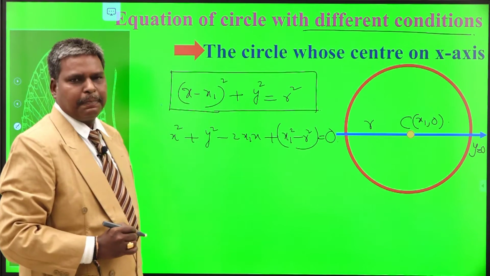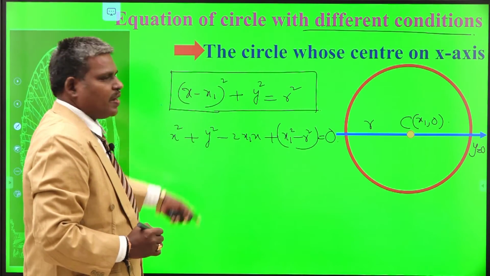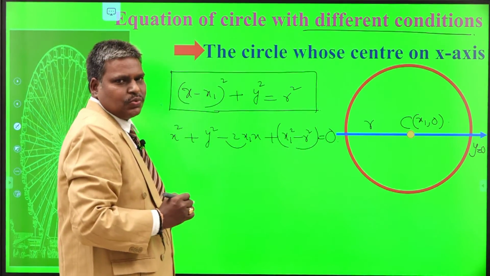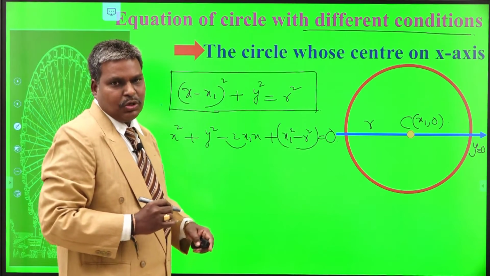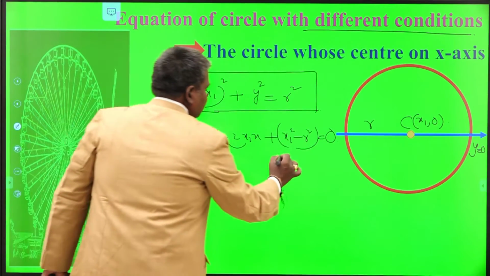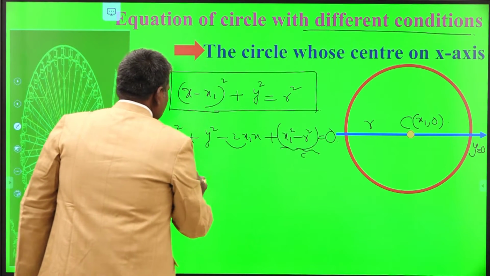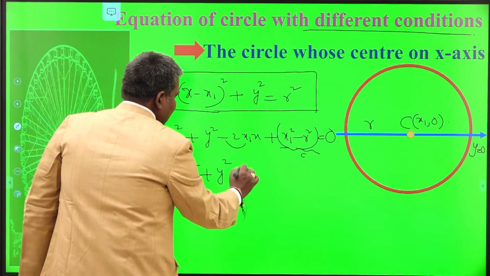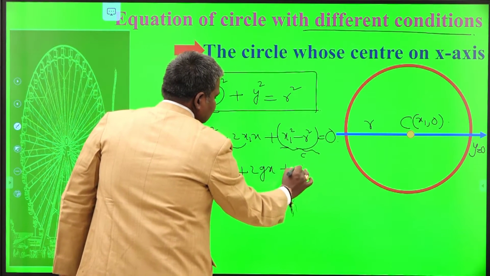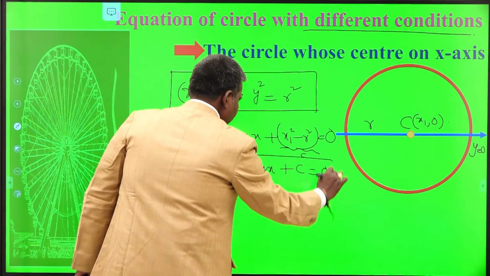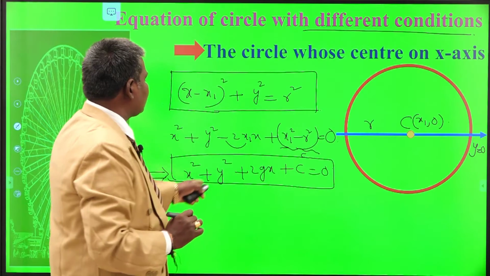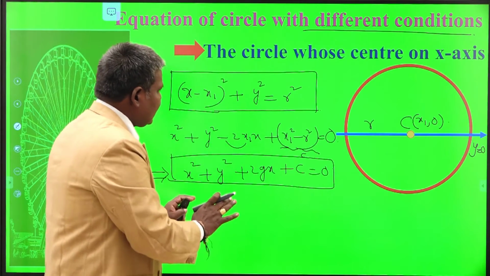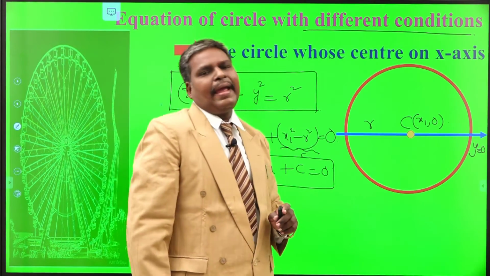Am I correct or not? This is the equation when you expand the above equation. Now, what is our minus x1? In the last class, we defined minus x1 as g to get the standard equation. Now, x1 square minus r square becomes c. So the above equation becomes x square plus y square plus 2gx plus c equals 0. This is the equation of the circle in the standard form whose center lies on the x-axis.